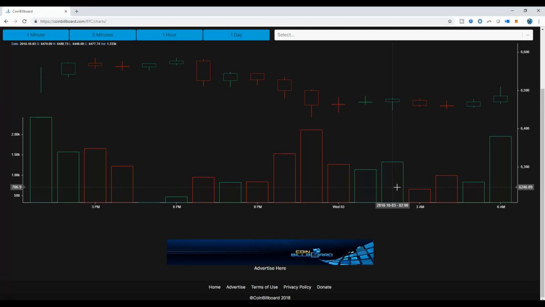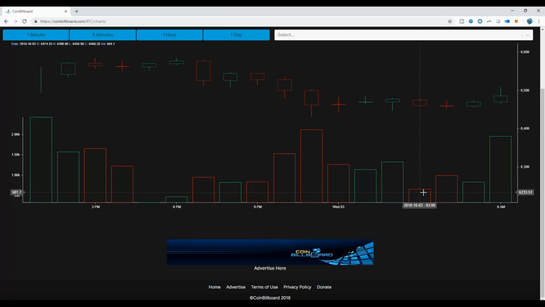However, when we move from 2 a.m. to 3 a.m., at 3 a.m. we actually had a drop. And that's because Bitcoin opened at a higher price than what it closed in that hour. As you can see here, it opened at $6,474.33, but it closed at $6,460.28. That is why you have a red candle body.